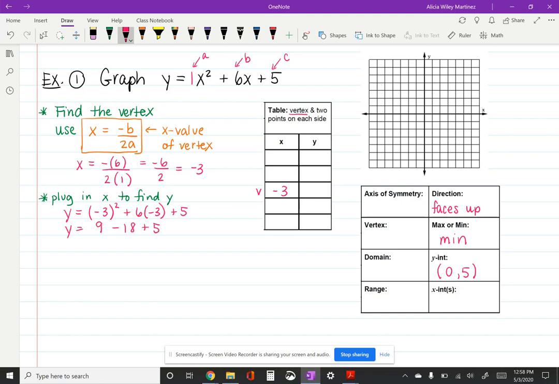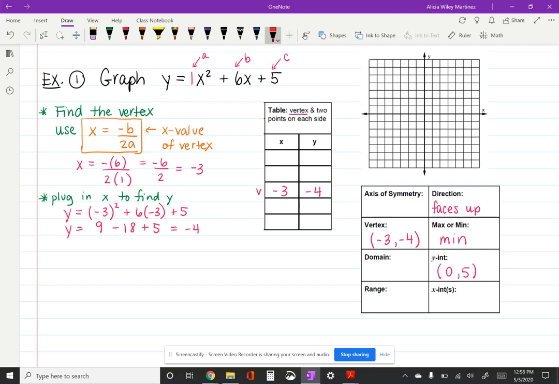Be sure to follow the order of operations when simplifying. And then that is going to simplify down to -4. So that means that the y value of my vertex is -4. So in my table over here, I'm going to write my ordered pair of my vertex as -3, -4.